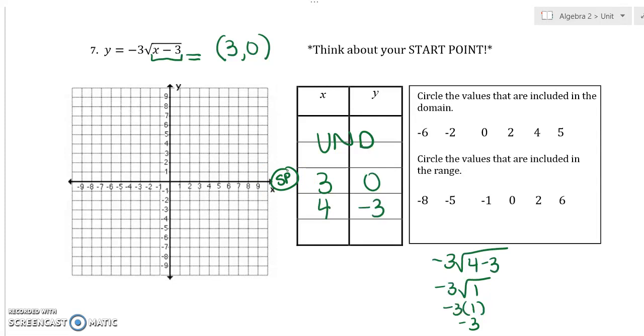Alright, so now I got to think of another number that's going to give me a perfect square. 5 won't do it because that'll give me 2. 6 minus 3 is 3. I don't know the square root of 3. 7 minus 3 is 4. And I do know the square root of 4. So I'll do 7. So then I'm going to put -3 square root of 7 minus 3. -3 square root of 4. -3 times 2. And that's -6. So that's my next value that we have.